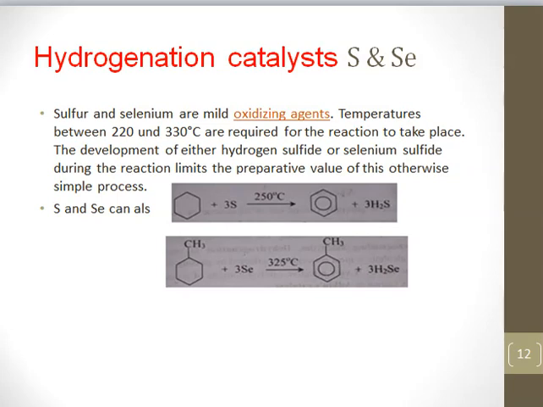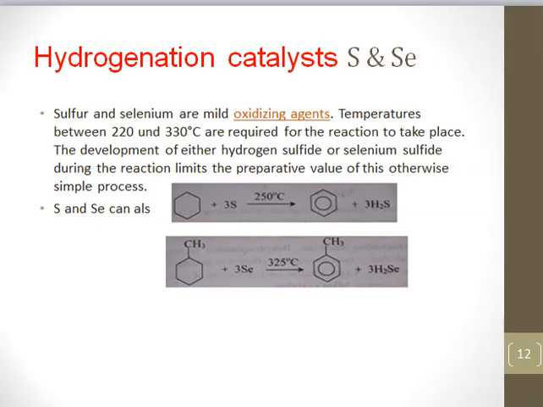So the reactions involve formation of hydrogen sulfide or selenic acid. So H2S or H2Se are formed in this reaction. So we get hydrogen sulfide or selenium sulfide, or selenic acid, as the side product of this reaction, right? So because of development of hydrogen sulfide or selenic acid in this reaction, because of their foul smell, this reaction is of little preparative value.